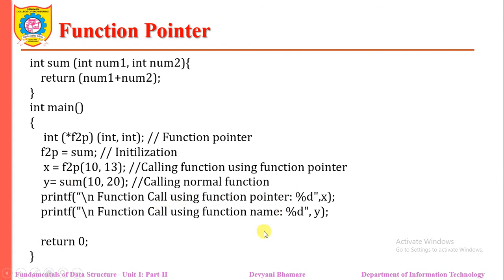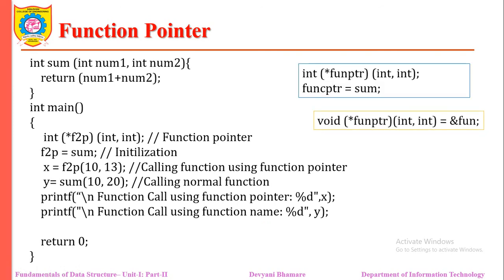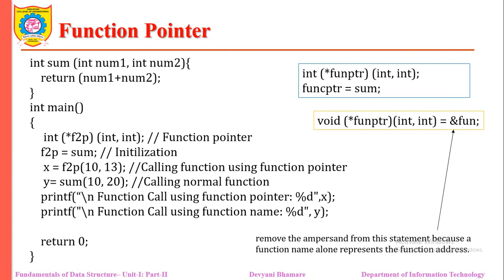We will get the same result of addition. So this is the logic behind it. Here you can do the function pointer declaration and initialization on the same line or on different lines. We can remove the ampersand from this statement because the function name alone represents the function address. So we can rewrite the same statement like this.